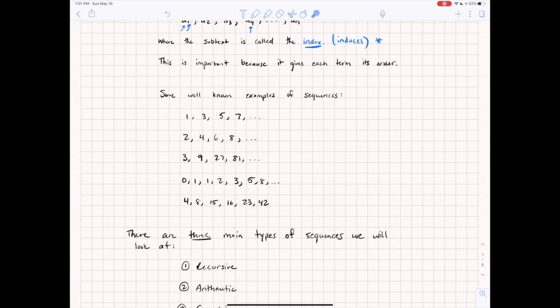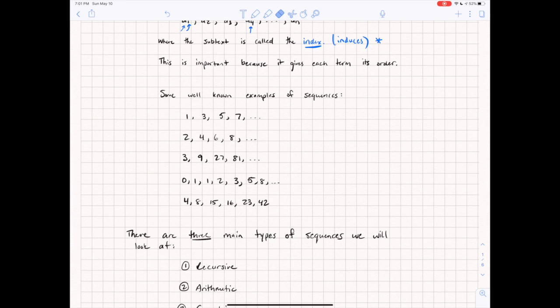There's also the sequence 4, 8, 15, 16, 23, and 42. If you're a fan of a very, very specific TV show that came out when I was in high school and college, I would encourage you to try and figure out what these numbers are. And hopefully for my pop culture people, that'll ring a bell in terms of sequences. So these are just a few really important sequences.